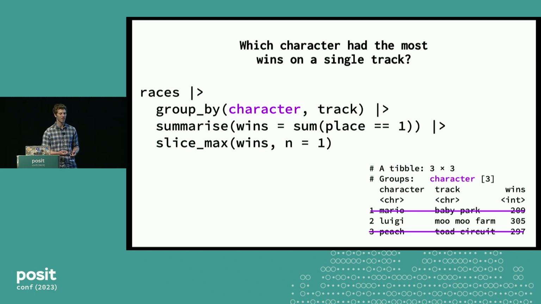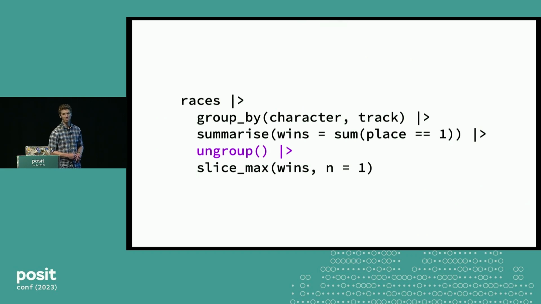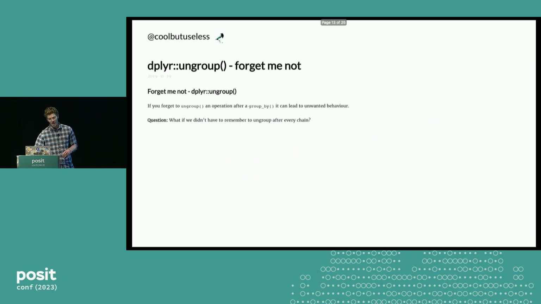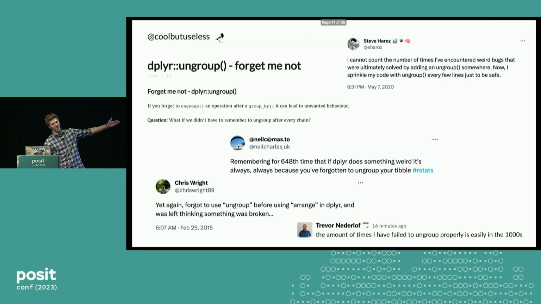And the reason this happens is that summarize, by default, just peels off one layer of grouping. So when we go into that slice max call, we're actually still grouped by character. So we end up with one row per character. Now, if you're a keen dplyr user, you know what the problem is. I forgot to ungroup. And I'm probably not the only one who's forgotten to ungroup. All of you have forgotten to ungroup. Remembering for the 648th time that if dplyr does something weird, it is always because you have forgotten to ungroup.